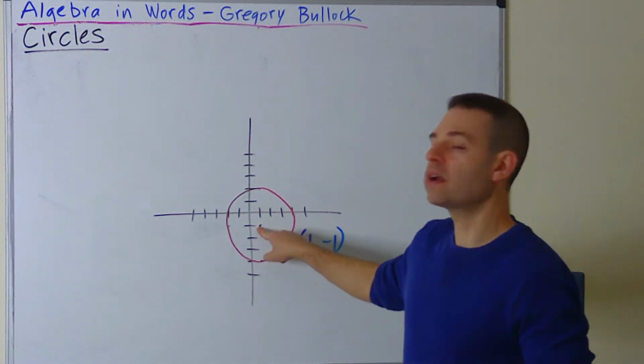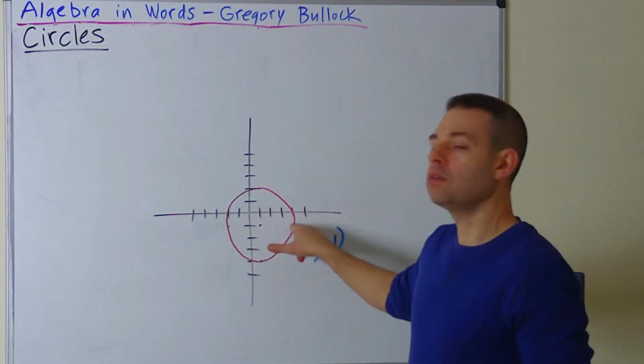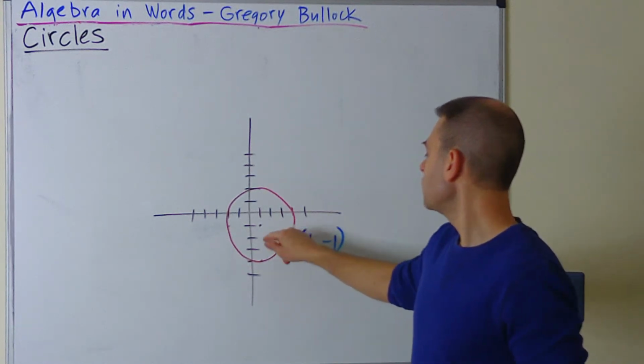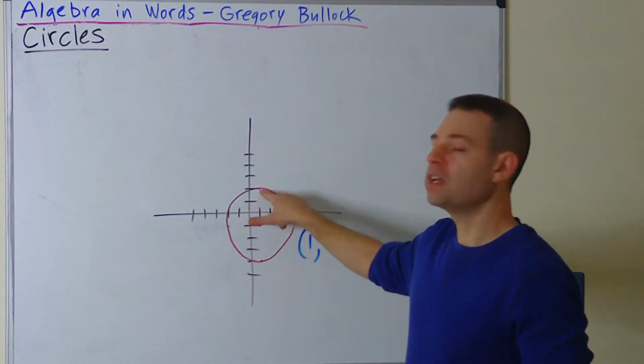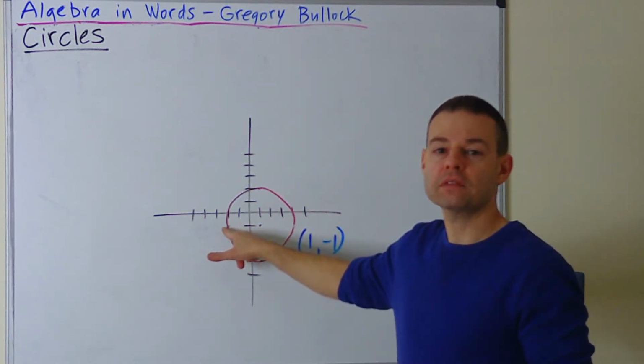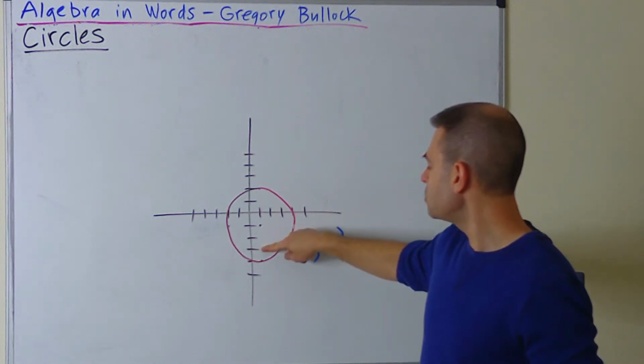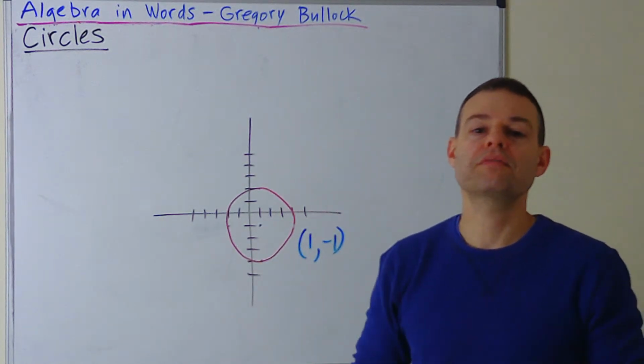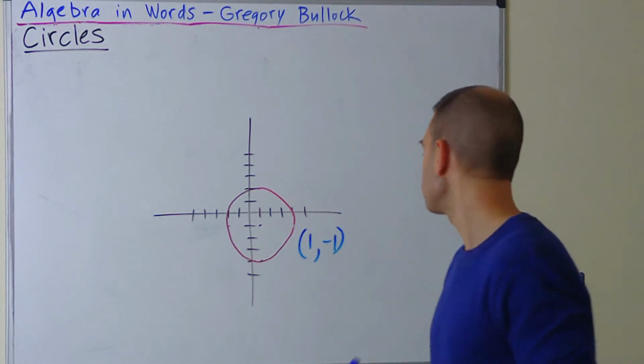So starting at the center, if we go 1, 2, 3 units to the right, that's here. Back to the center, 1, 2, 3 units up. Back to the center, 1, 2, 3 units to the left, and back to the center, 1, 2, 3 units down. So I think that's fair to say that the radius is 3.